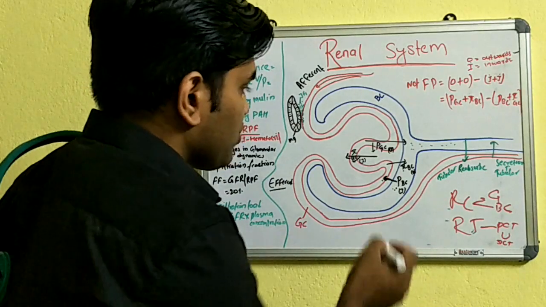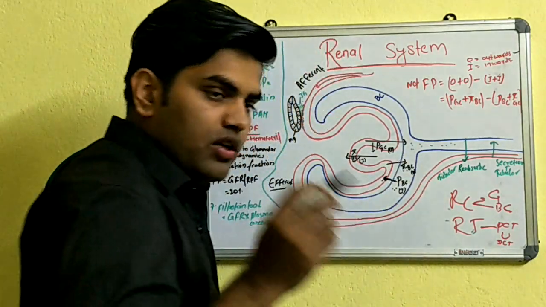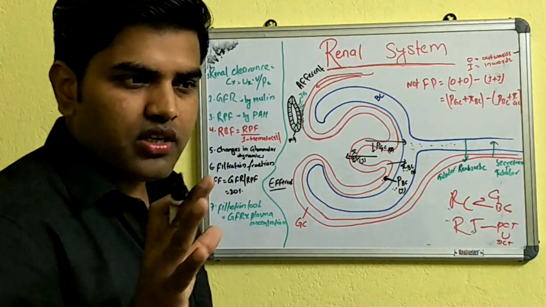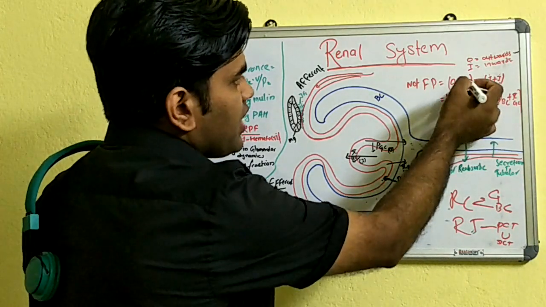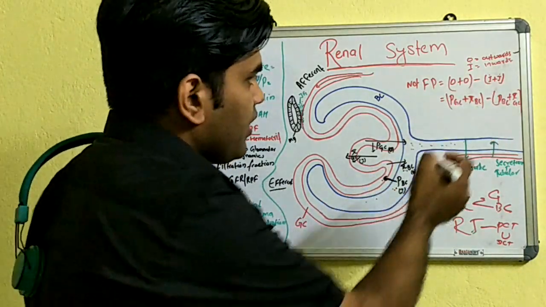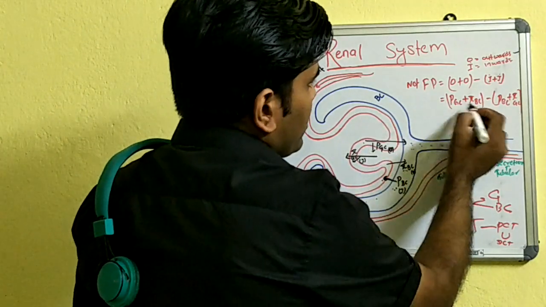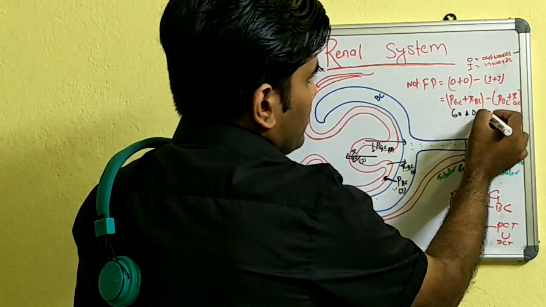This is hydrostatic pressure, what it means. And this is the osmotic pressure due to the plasma protein of the Bowman's capsule. Since very few proteins are present in the Bowman's capsule, we consider it as 0. This hydrostatic pressure inside the glomerular capillaries is 60. Then minus.